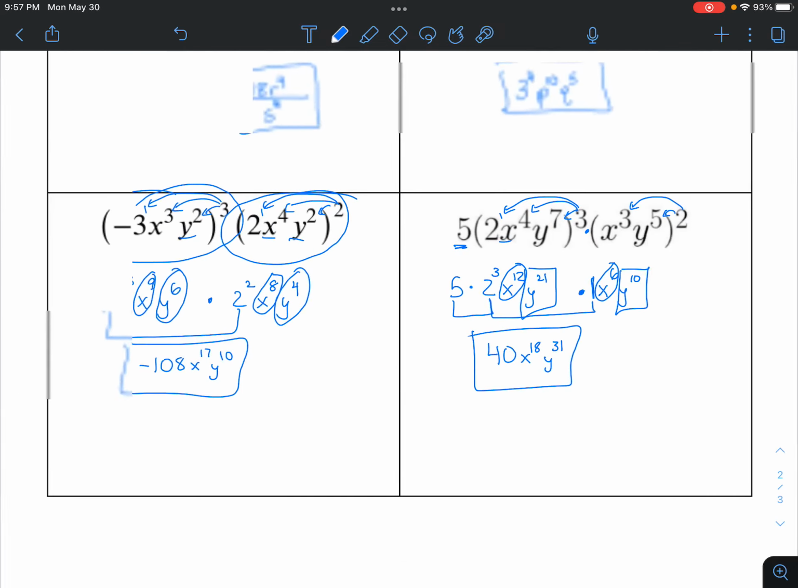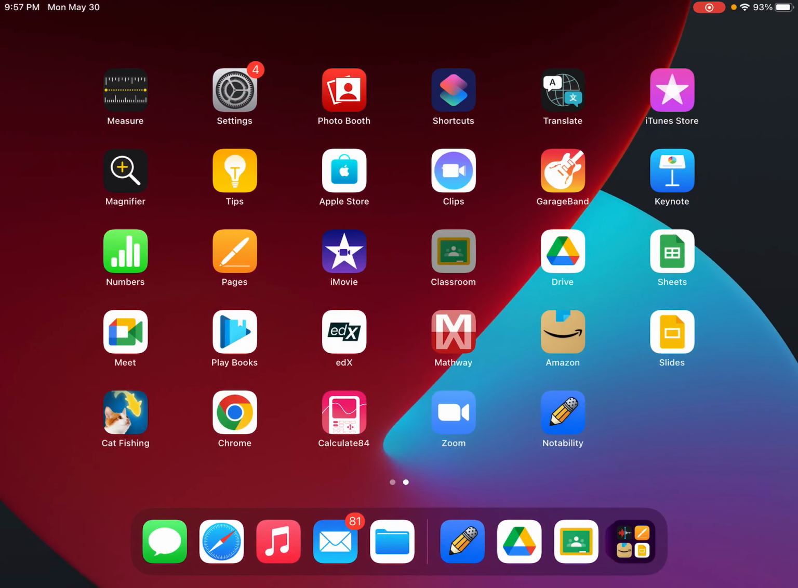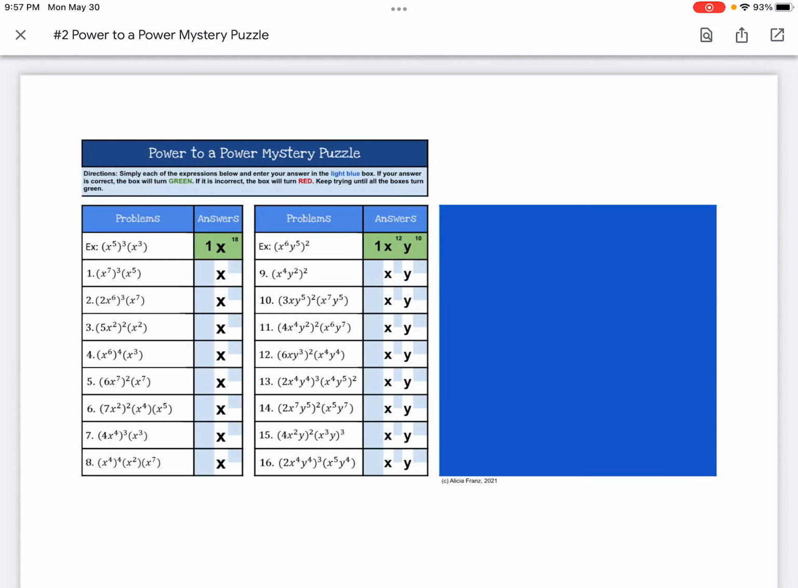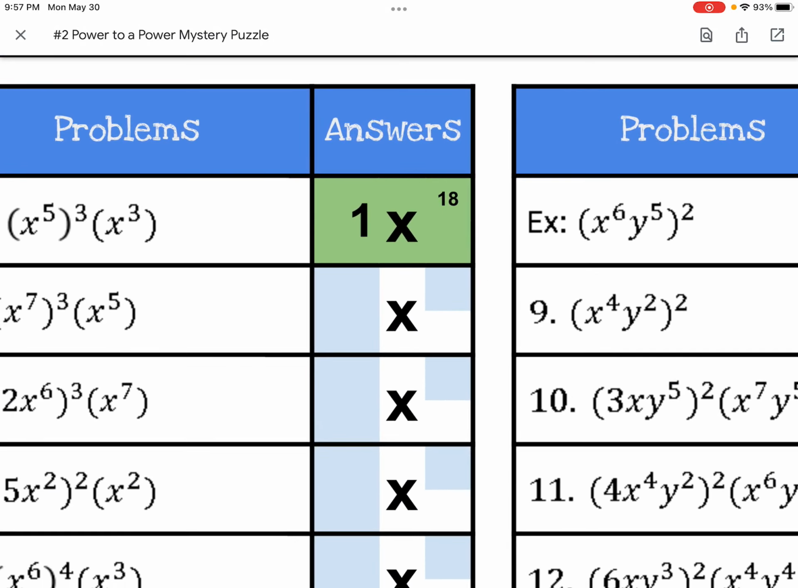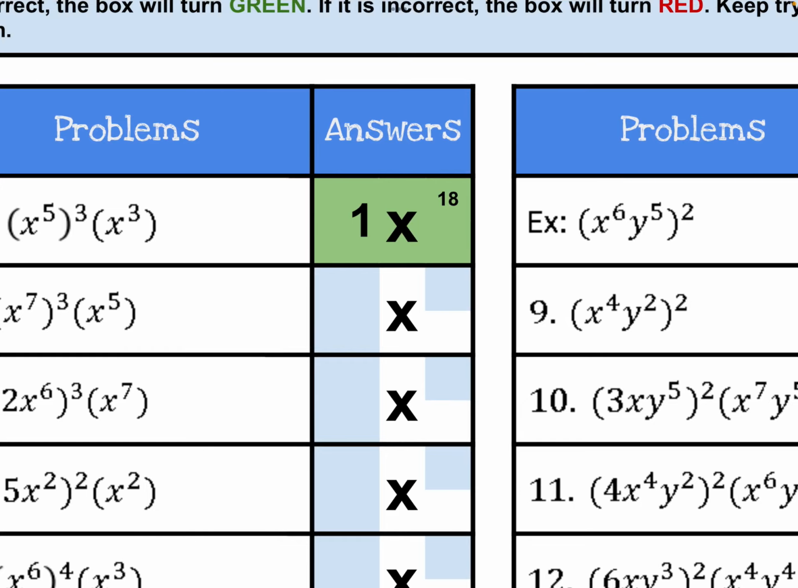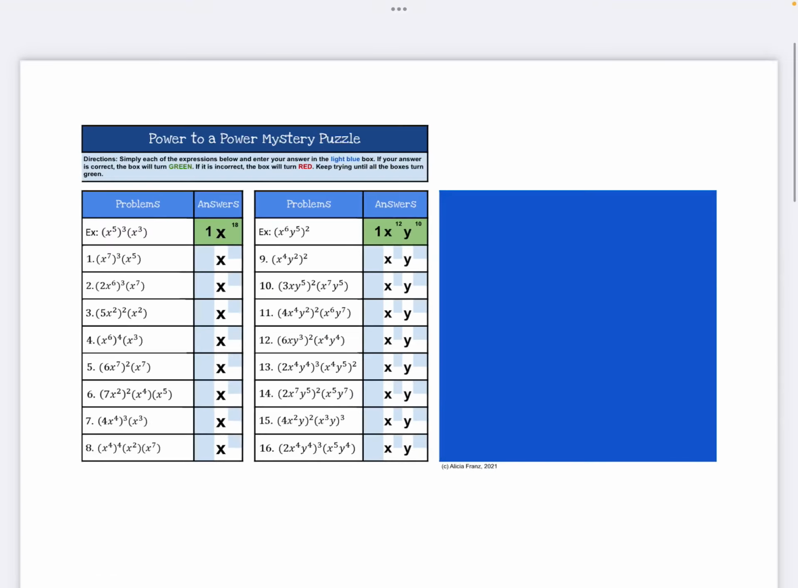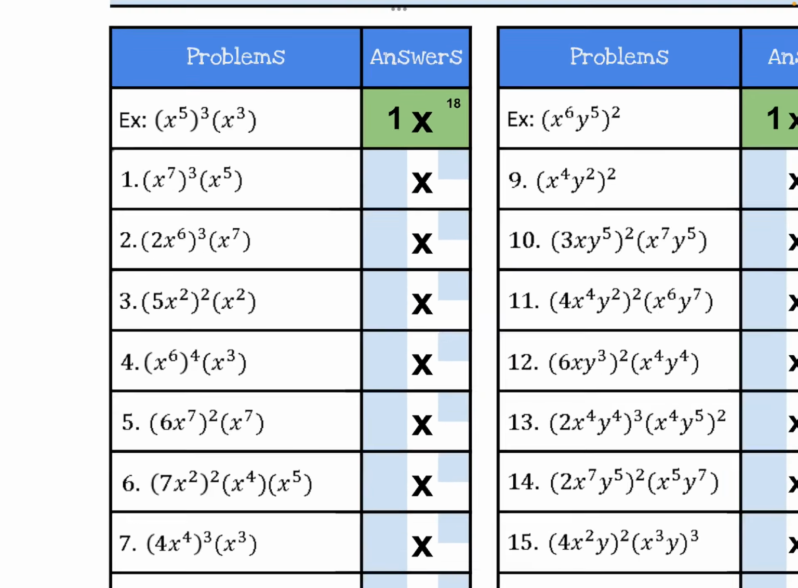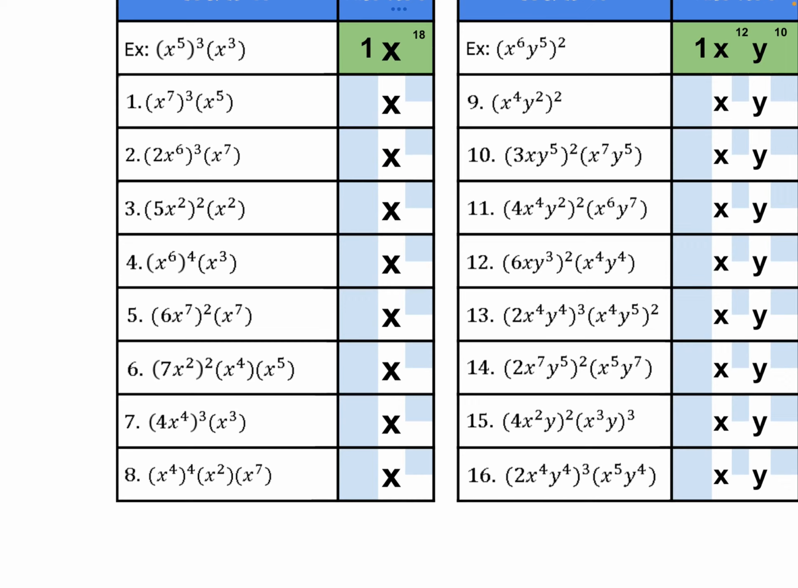Alright, now let me show you your next mission. In Google Classroom, you're going to see number 2, power to a power mystery puzzle. You're going to open this up, and this one is indeed like a pixel art activity, so you're going to type in your answer to the boxes. So you'll see the example here has 1x to the 18th, so that means in this blue box right here, you're going to put your coefficient in the first blue box and your exponent in the second one.